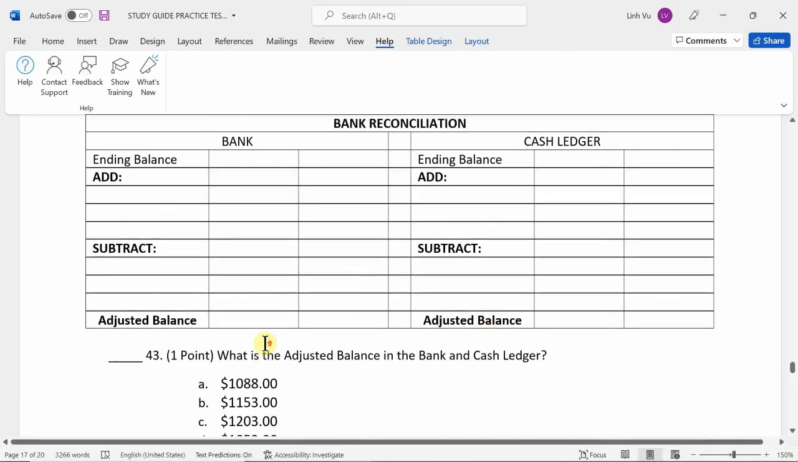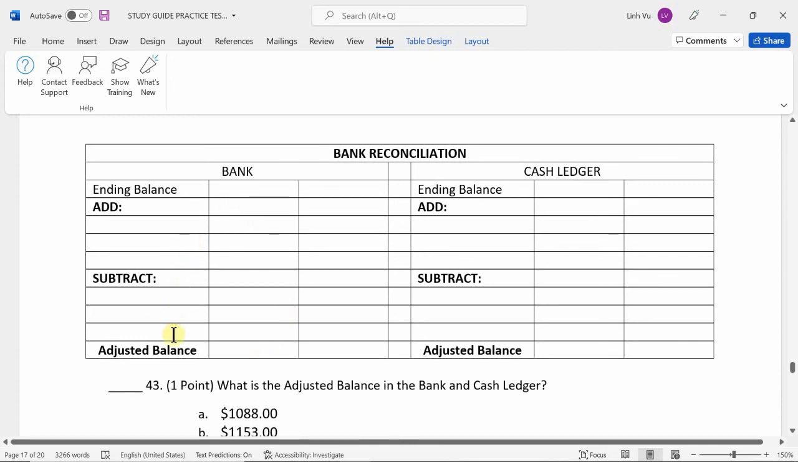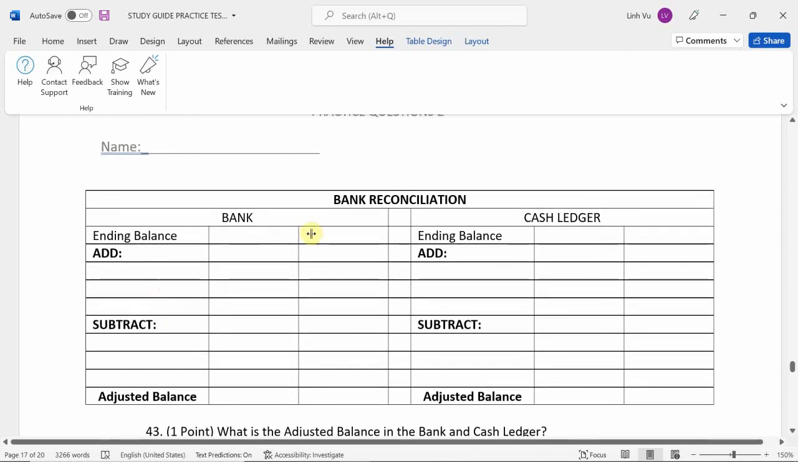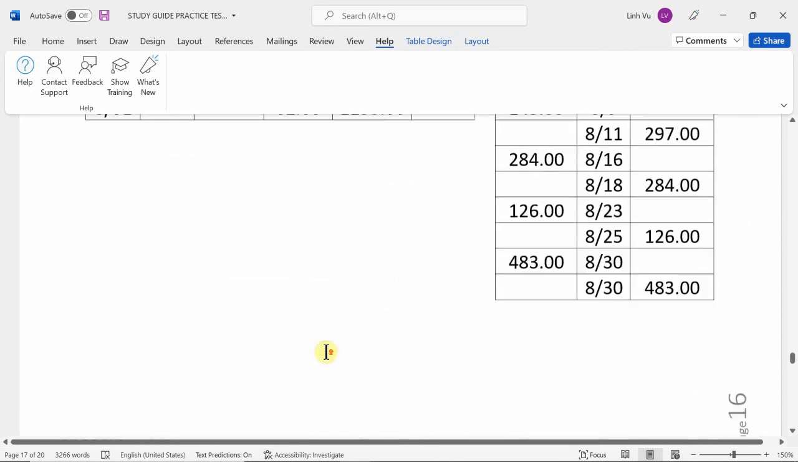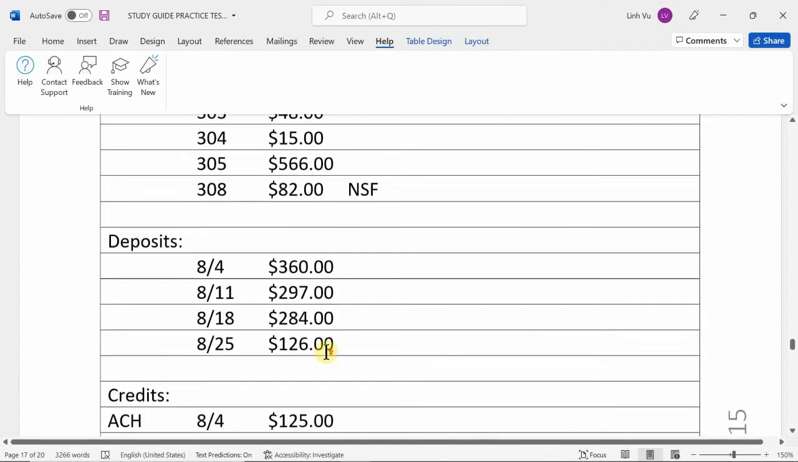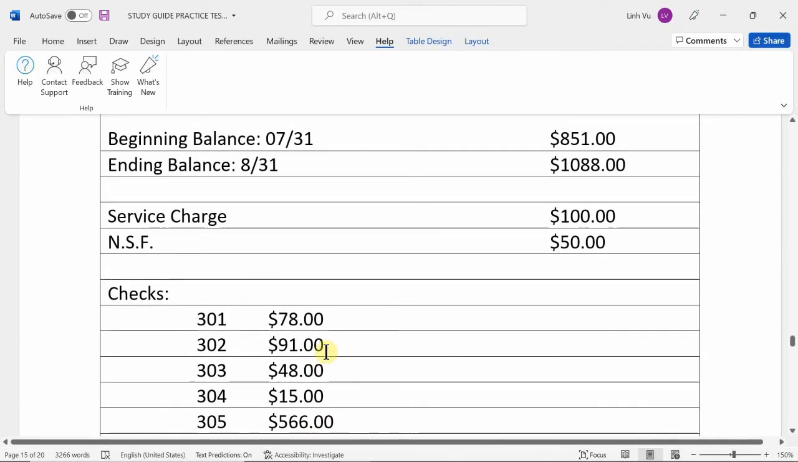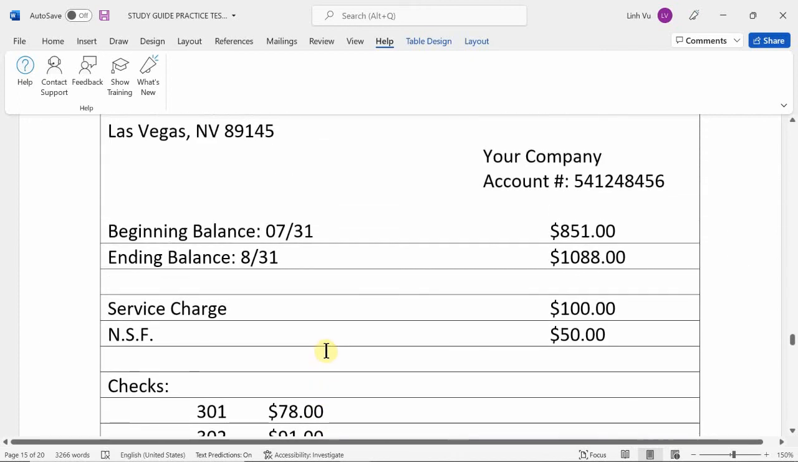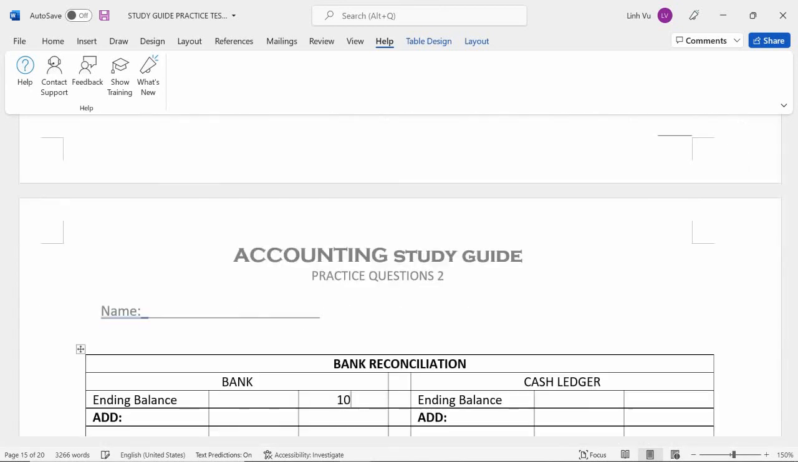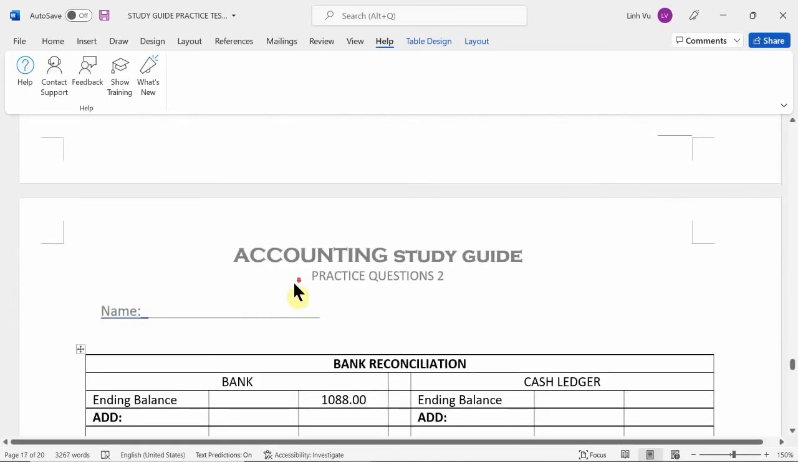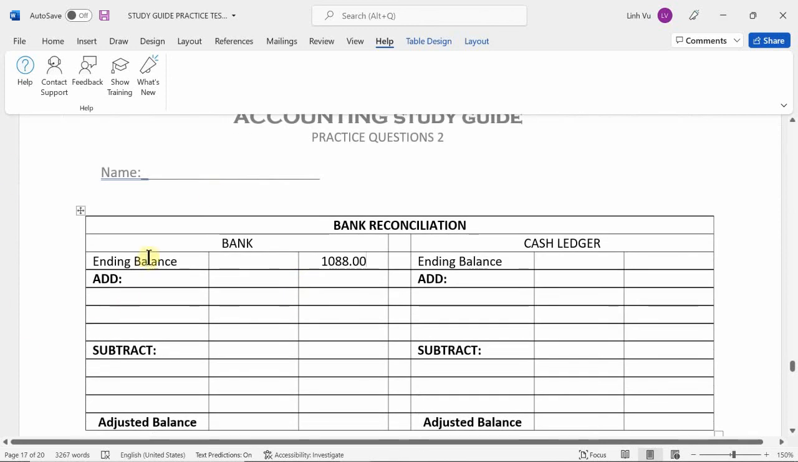Okay? So let's start. Which side do you want to do first? You want to do the bank side or do you want to do the cash side? Bank. Let's do the bank. So we need to start with the ending balance in my bank account. So let's take a look at my bank statement. So my bank statement tells me my ending balance is $1,088. Okay? Now, in this case, what do I need to add to my bank?